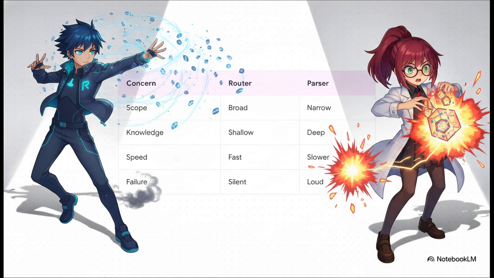The parser's scope is narrow and highly specialized. Its knowledge is deep, it's a bit slower to analyze, and its failures are loud. Really linger on that difference between the silent routing failure and the loud parsing failure. Understanding that dichotomy is the absolute key to mastering system debugging.